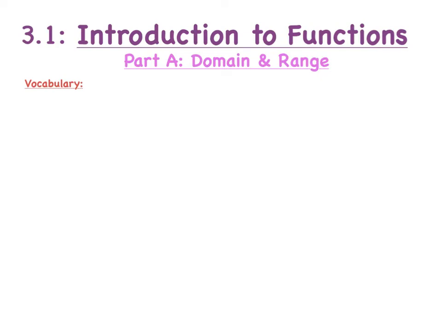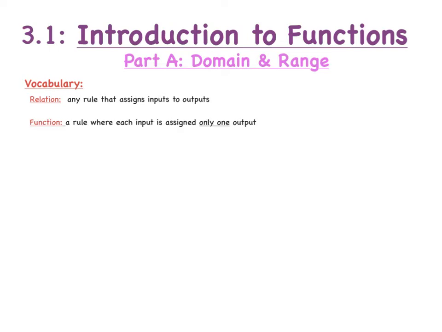First vocabulary word, relation. A relation is any rule at all that assigns inputs to outputs. It's a pretty vague definition. Another vocabulary word that is related to relation is the word function. A function is a specific type of relation. It's a rule where each input is assigned only one output. So let's take a look at an example.